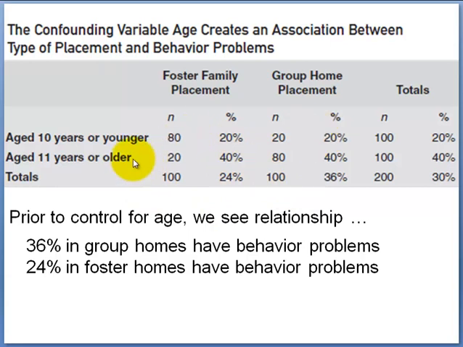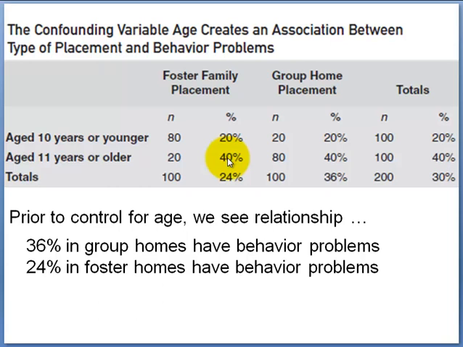And then let's look at our kids 11 and older. Here we have higher percentages with behavior problems, 40% versus 20% in both foster and group home settings. But our key comparison is the percentages in the foster versus the percentages in the group home for our 11-year-olds, and those percentages are 40% in both placement types. So we have an absence of association also in this older age group.